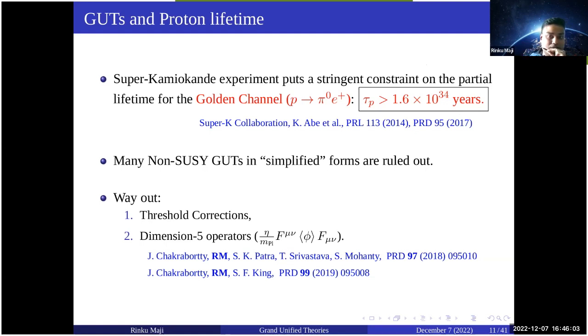Supersymmetric GUTs are quite easy. All three couplings unify at around 2 times 10^16 GeV, so these are quite safe from the proton decay lifetime bound and other things. So we mostly follow the non-supersymmetric GUT in this talk. There are ways out: threshold corrections and dimension 5 operators.